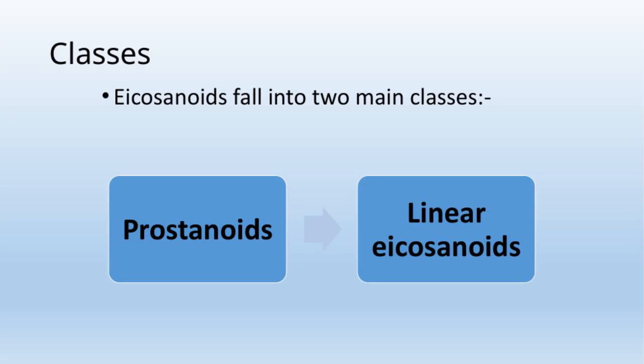Eicosanoids fall into two main classes. These classes are essential because they help us understand how these signaling molecules function in the body. Essentially, eicosanoids are lipid mediators derived from arachidonic acid, and they play key roles in inflammation, immunity, and other physiological processes. The two main classes are prostaglandins and leukotrienes.